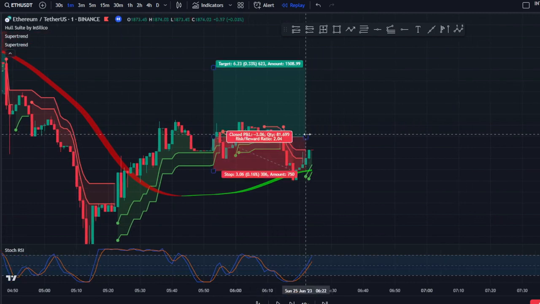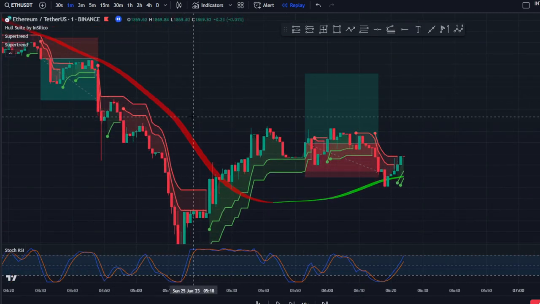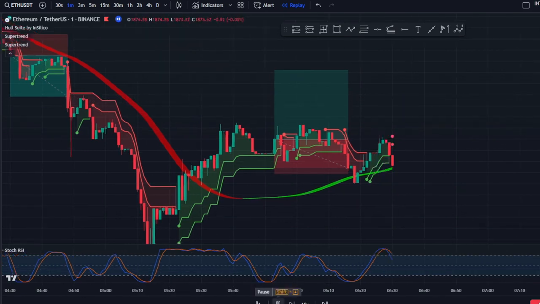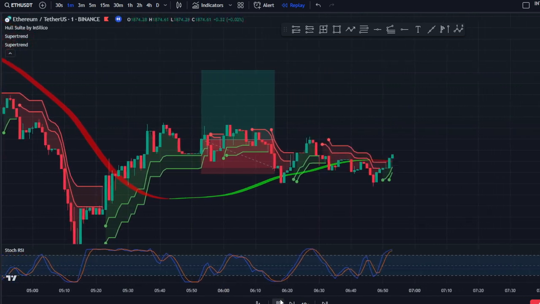Unfortunately we stopped out, but it's always fine, because with a 2:1 risk to reward ratio, even with a 33% win rate, you'll still break even. With a 40% win rate, you will be profitable. So let's let it play out.